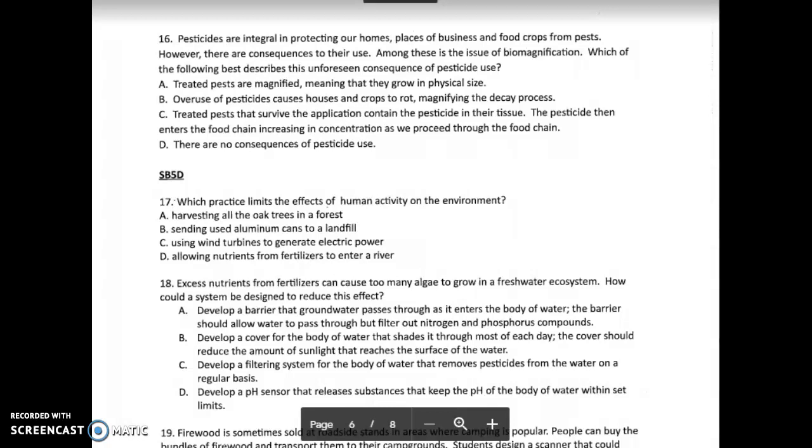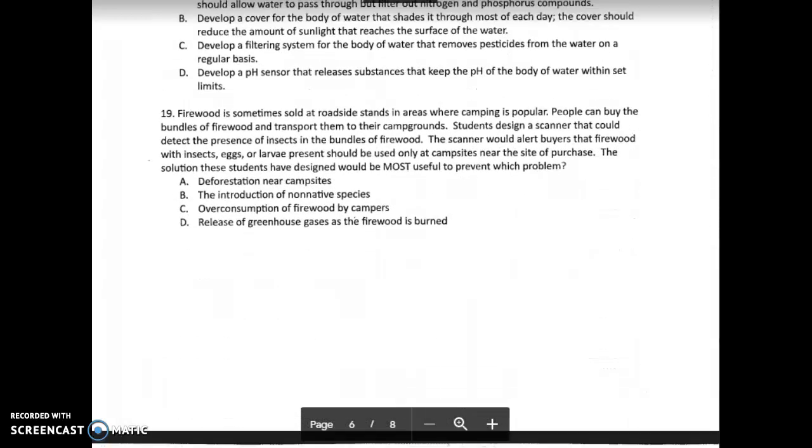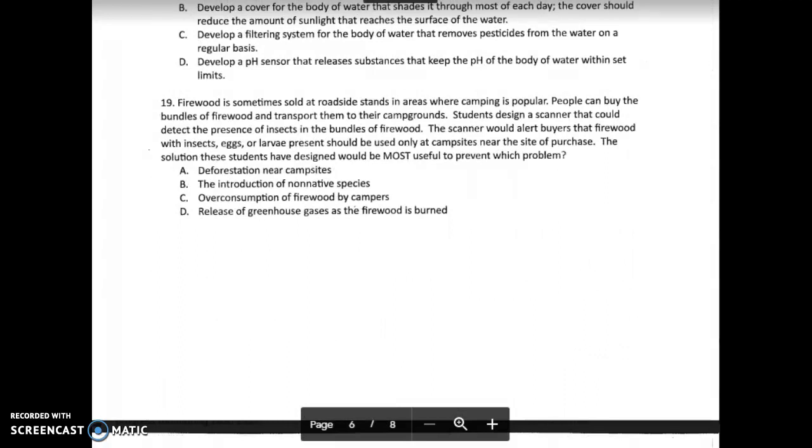B, develop a cover for the body of water that shades it through most of the day. The cover should reduce the amount of sunlight that reaches the surface of the water. C, develop a filtering system for the body of water that removes pesticides from the water on a regular basis. D, develop a pH sensor that releases substances that keep the pH of the body of water within set limits.